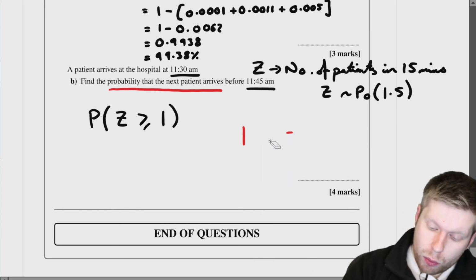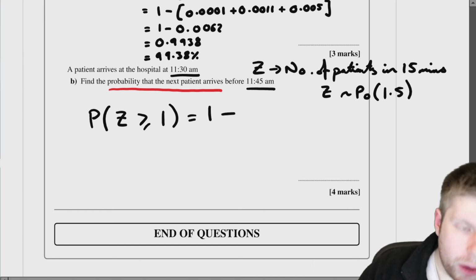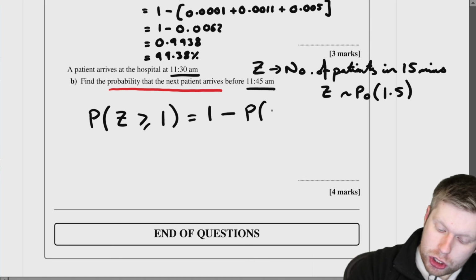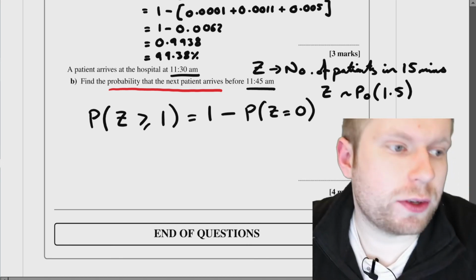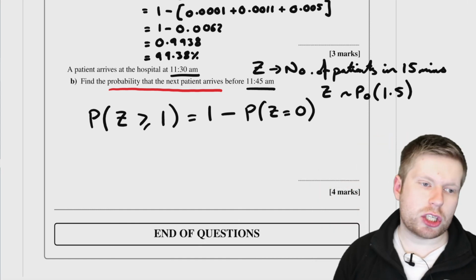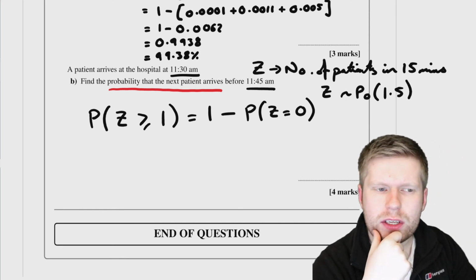So in other words, in this case, this should be 1 minus the complement. The situation we don't want is for no patients to arrive. This is the very situation we do not want. Otherwise, it's the situation we want. So always think about the complement if you can't quite convince yourself of that.